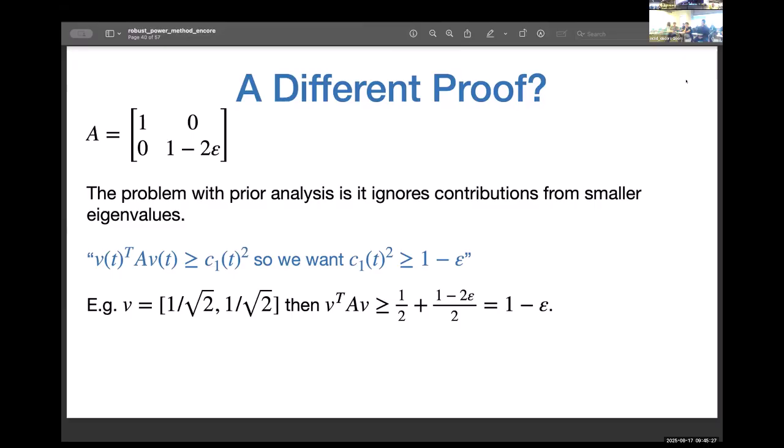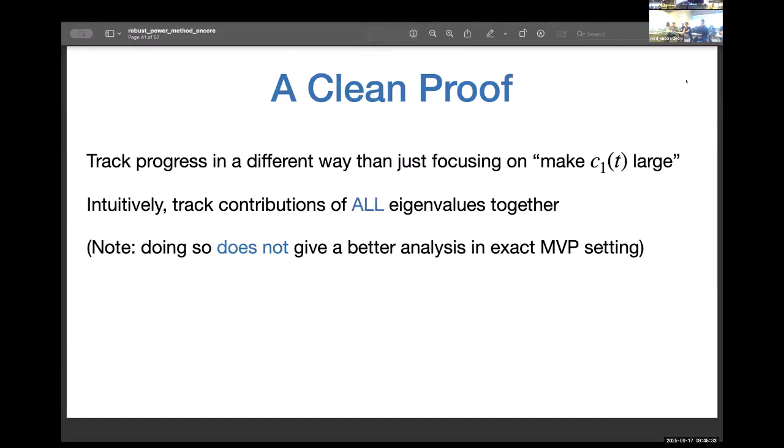So that's the main idea: let's also use the other eigenvalues to help us. And like I said, we're going to track progress in a slightly different way than just making the mass in the first direction large. We're going to intuitively keep track of all the eigenvalues together.